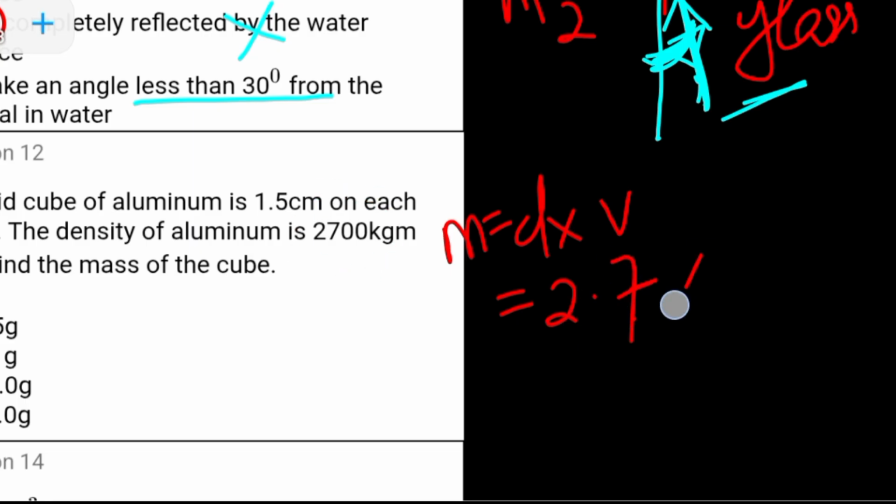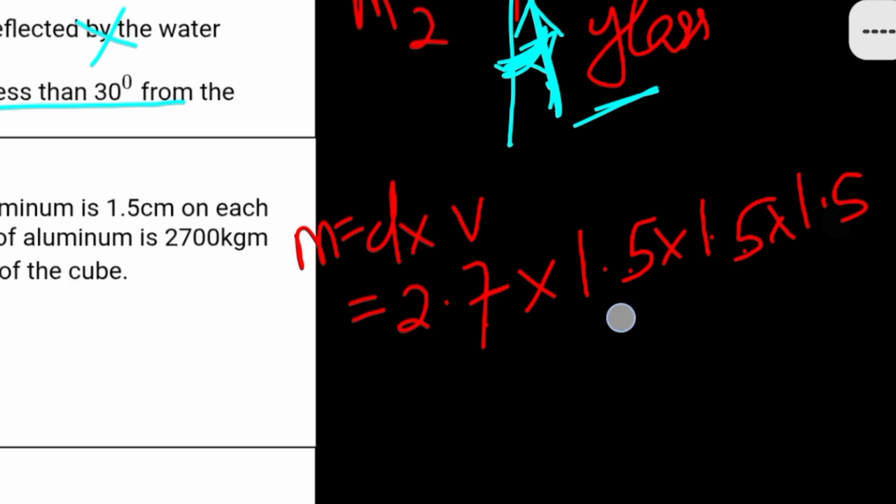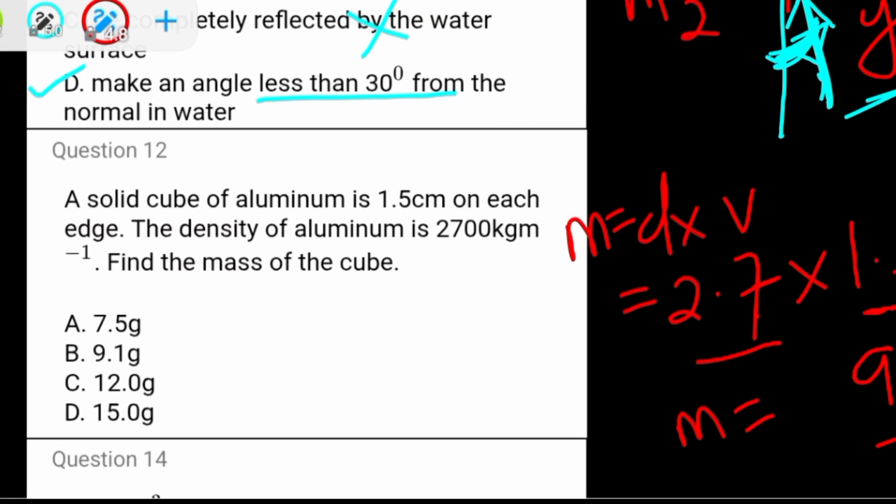The next step, I'm going to multiply by the volume. Since it's a solid cube, volume of a cube is s to the power 3, side times side times side. So I'm going to multiply this by 1.5 three times, like this: 2.7 times 1.5 times 1.5 times 1.5. So what are we going to get? If you do that calculation, you will get 9.1 grams. So that's option B.